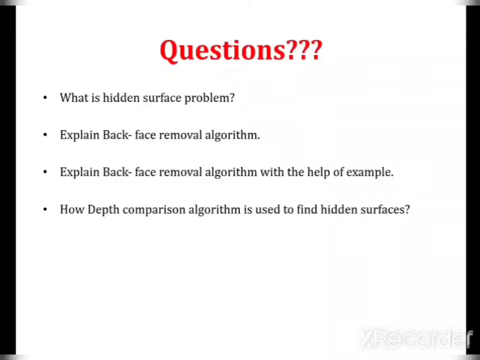The last question is how the depth comparison algorithm is used to find the hidden surfaces. We have seen that in the depth comparison algorithm, we find out which point is near to the viewer or which is far away from the viewer. According to the comparison of z coordinate, which is nothing but the depth, we are comparing the depth, and that's why its name is depth comparison algorithm. According to this comparison, we find out which point is hiding another point or which surface is hiding another surface.